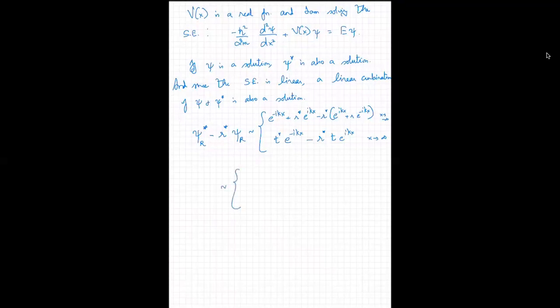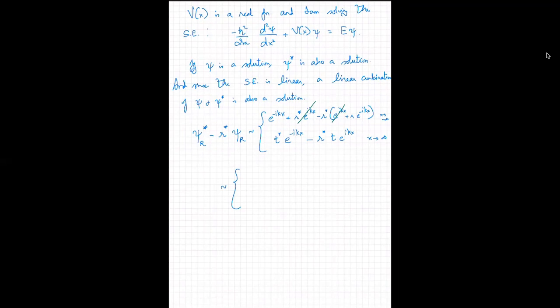This can be further simplified because if you look at the x equals minus infinity region, there is an r star e to the ikx with a plus sign and an r star e to the ikx with a minus sign. So these two cancel each other. So I can write this solution simply, because this is the reason I chose r star over there.